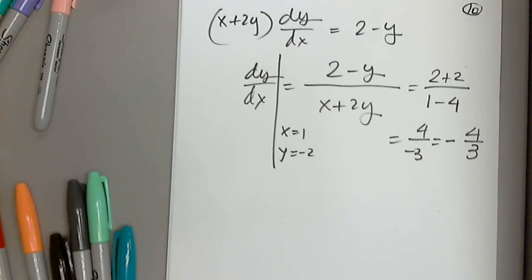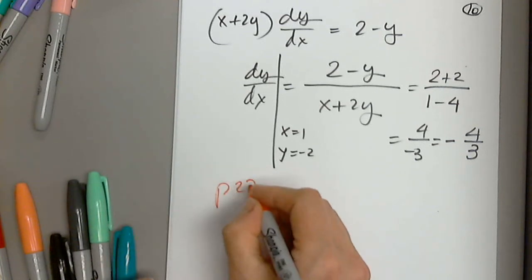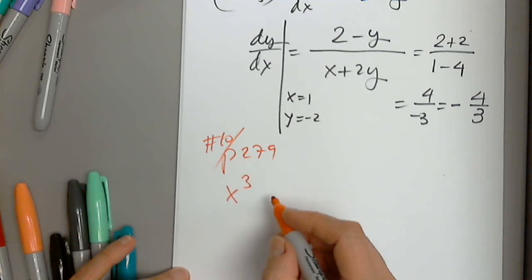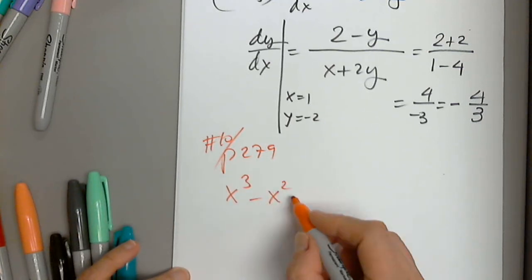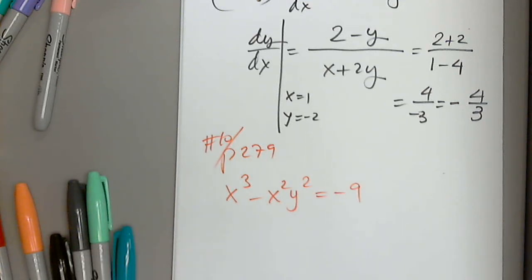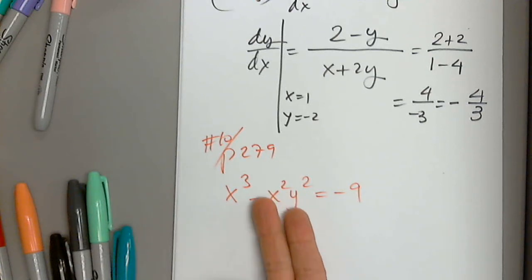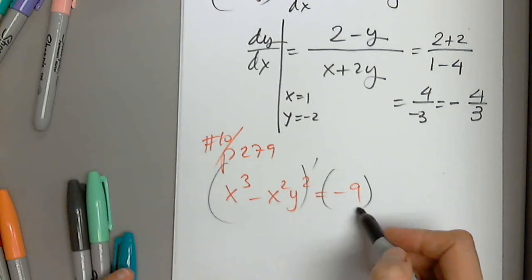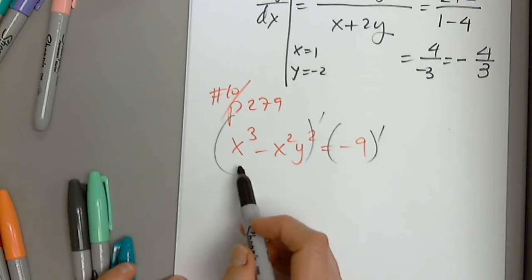Okay, do we have another? Yes. Please, I'm ready. On page 279, number 10, it's x cubed minus x squared y squared equals negative 9. Excellent. This is a function, this is a variable, but this is a product of two functions. So let's differentiate the left-hand side, differentiate the right-hand side. What do we write for the left-hand side?